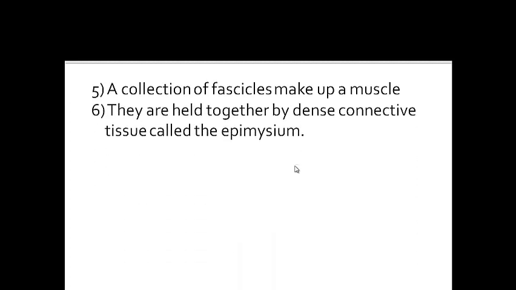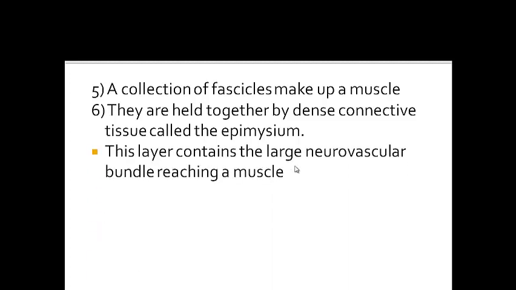So a collection of fascicles make up a muscle, and they are held together by dense connective tissue called the epimysium. And the epimysium is going to contain the large neurovascular bundle that reaches the muscle. So when you see the muscles on the cadaver in the dissection room, and then you see the large blood vessels that are branching directly from the aorta or wherever, those are going to be found in the epimysium, and then they divide into smaller arteries or arterioles, and those are going to be found in the perimysium, and then the capillaries are going to be found in the endomysium.